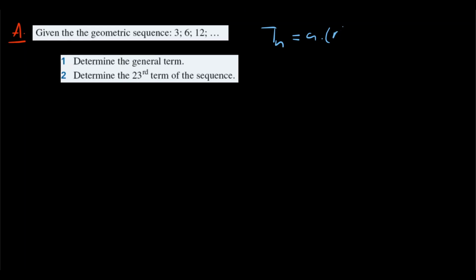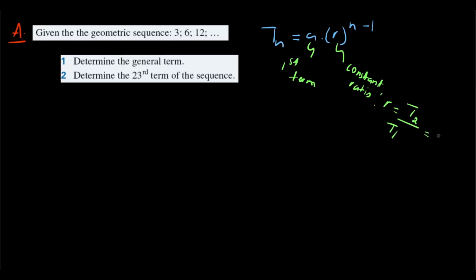Tn is equal to a times r to the power of n minus 1, where a is your first term, and r is your constant ratio. We can calculate the constant ratio r by saying term number 2 divided by term number 1, and term number 3 divided by term number 2. And n is the term number.